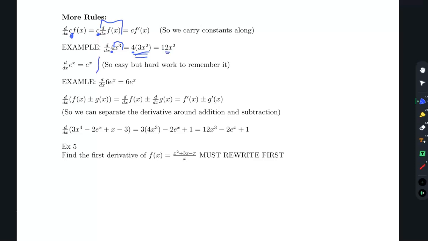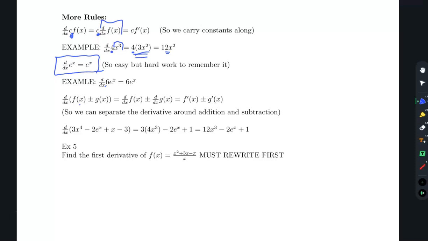Okay, this is an important rule. It looks easy, but it's hard to remember it. So the derivative of e to the x is e to the x. So if I'm taking the derivative of 6 times e to the x, I carry the 6, because that's a constant, times the function, and then the derivative is just e to the x.